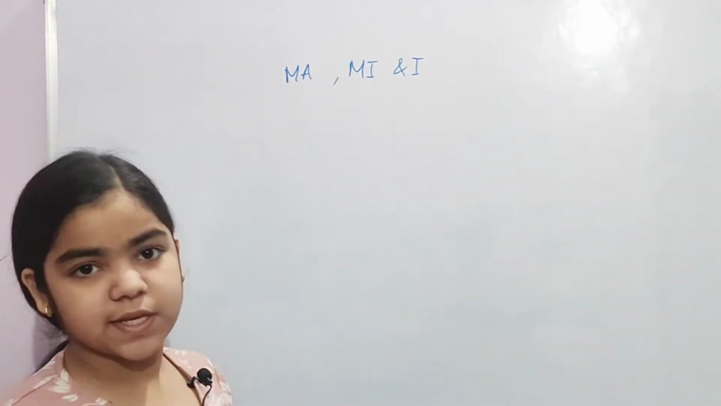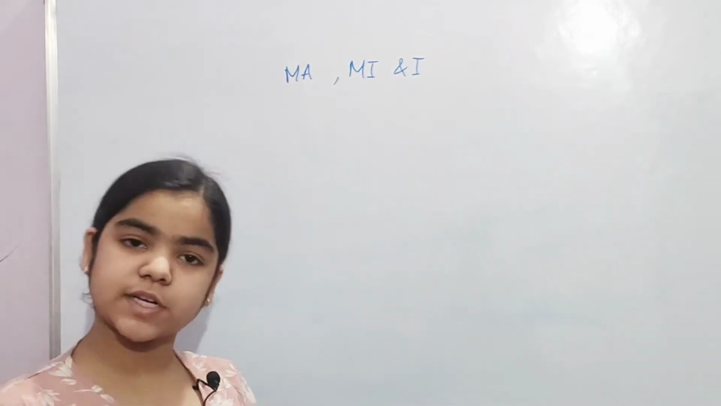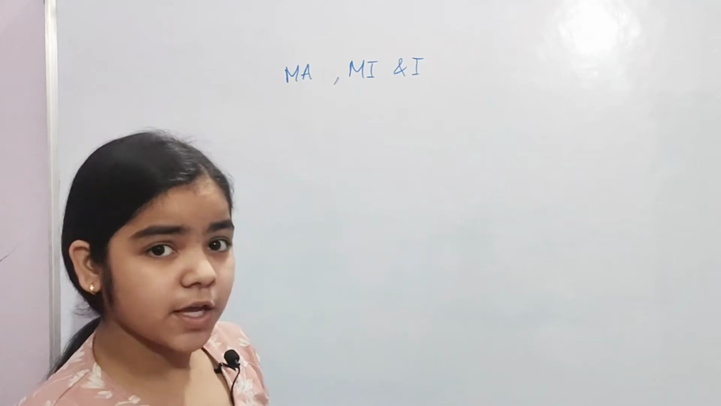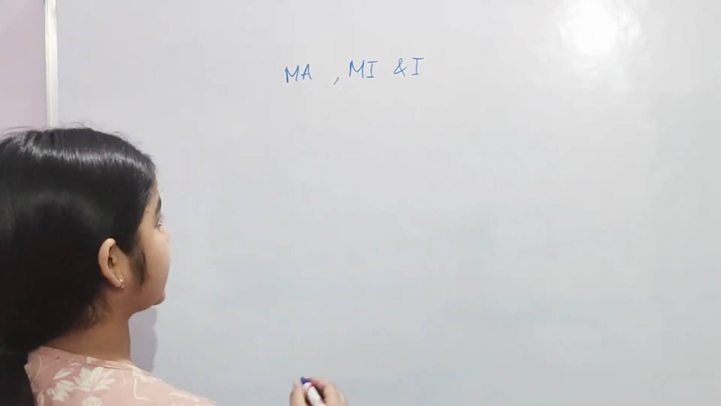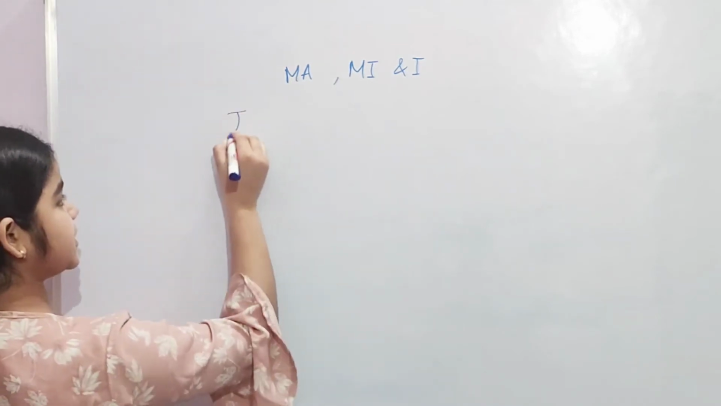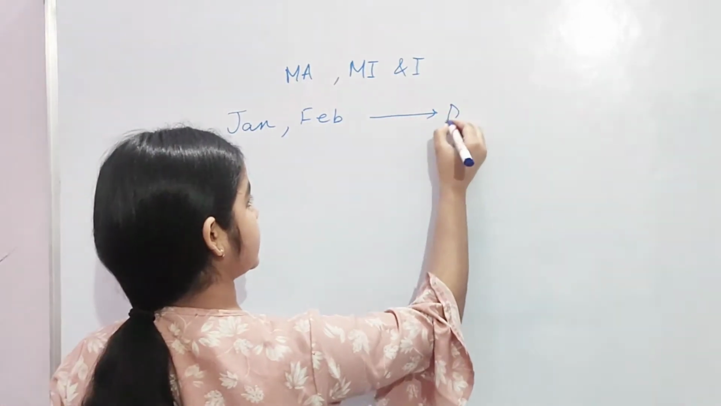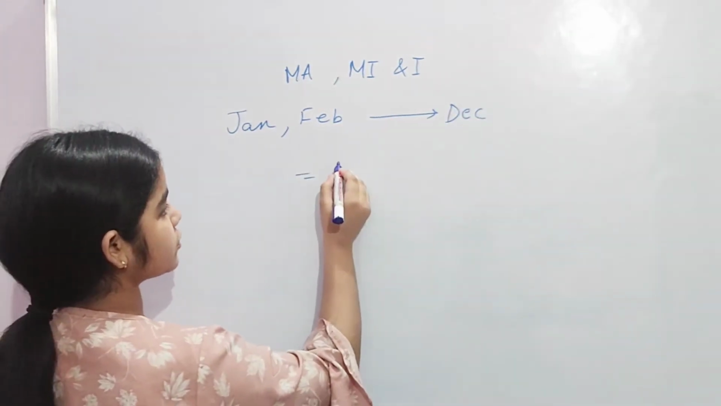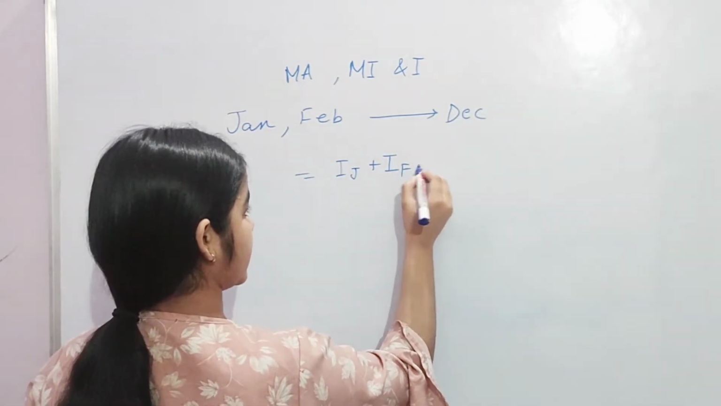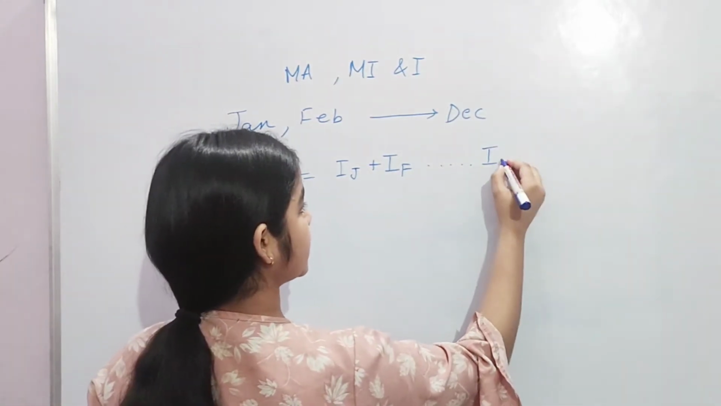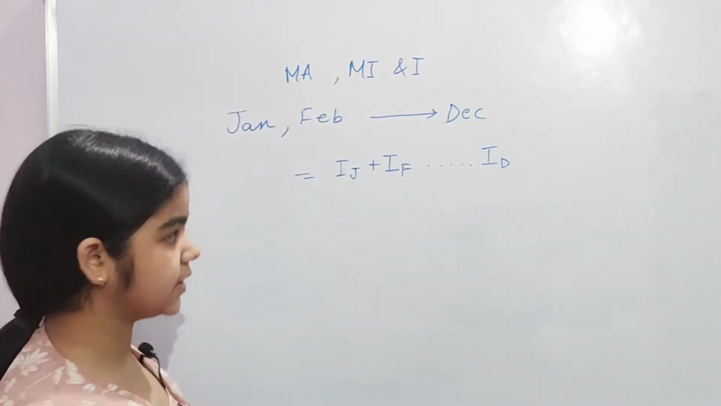From the examples which we have seen earlier, we saw that we were calculating the interest month-wise. But what if you have to calculate it in just one step? Like we did for January, we did for February, till that we did for December. Then what we needed to do, we needed to sum up the interest for January, the interest for February, and so on till the interest for December. Now we can apply a formula over here instead of this.